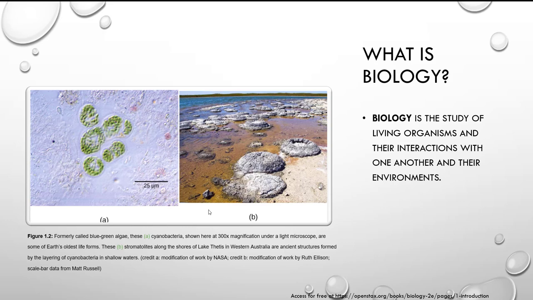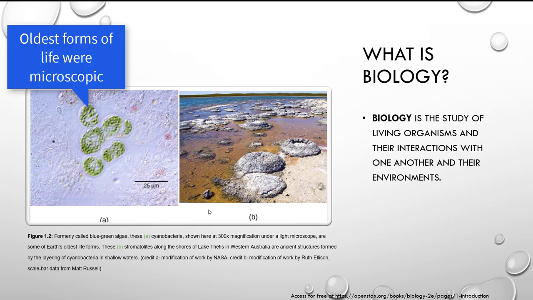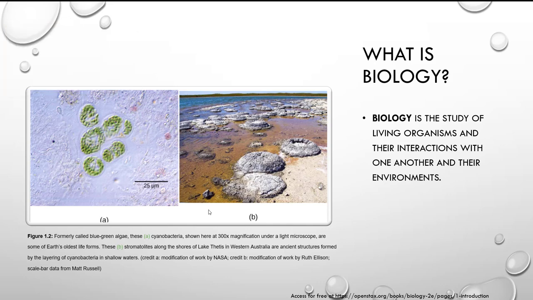Okay, so when we take a look at living things, of course, there's a lot of complexity to life. And one thing that we as biologists are always trying to figure out is the origin of life. We believe that the first forms of life were microorganisms, so micro meaning microscopic, cannot be seen with the naked eye, so very, very small.